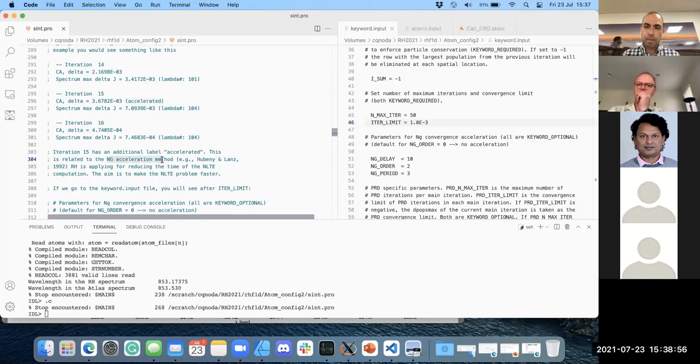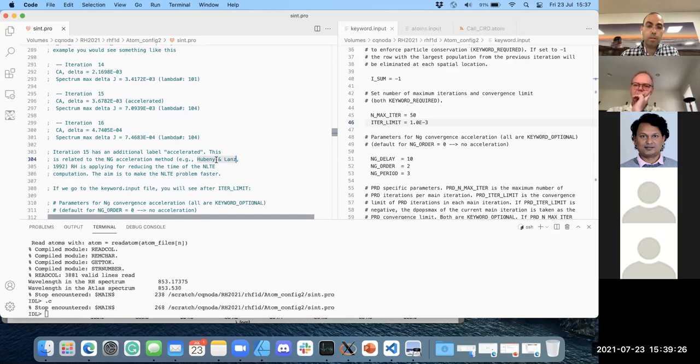I think there are several papers. I was not really looking into detail, but I think this one is very good, because they compare different schemes and how it improves the convergence speed. I downloaded the paper and put it in Dropbox, so you can download it. But probably there are additional papers where you can read what NG acceleration really is. But the important thing is that it's a process where you try to accelerate the convergence scheme of the non-LTE problem.